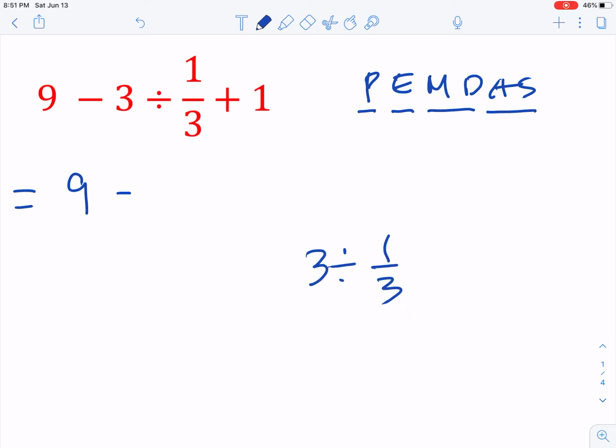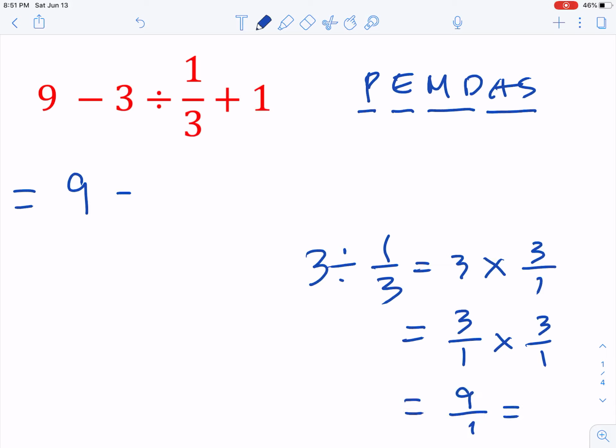Ay equal to 3 times 3 over 1, di ba? Kunin mo yung reciprocal, di ba, ng fraction pag ikaw ay nagdi-divide. Kukunin mo yung reciprocal ng divisor. Okay? Next, this is 3 can be written as 3 over 1 tapos times 3 over 1. And this is equal to 9 over 1 or simply 9.